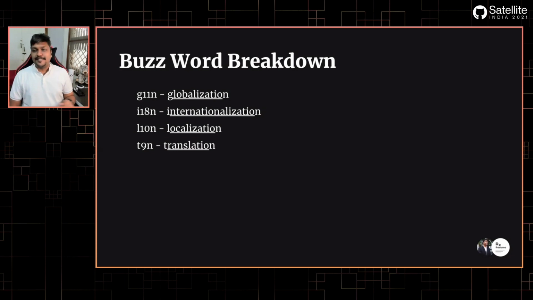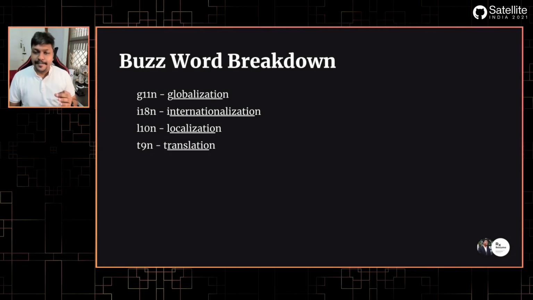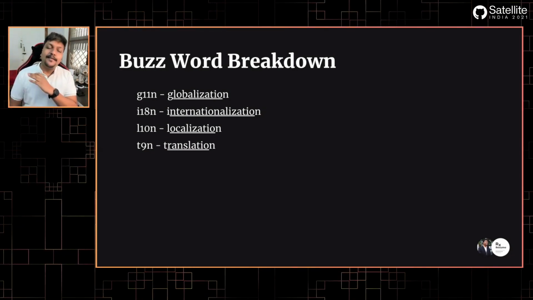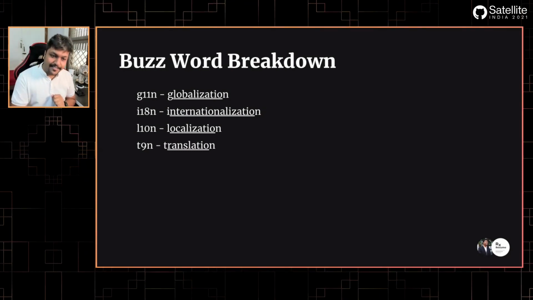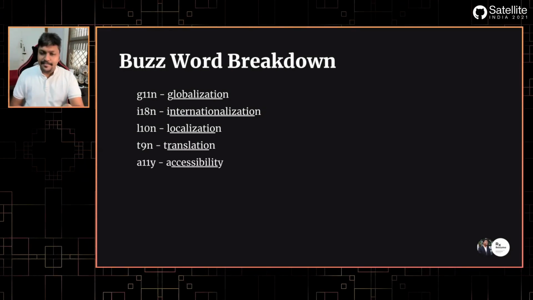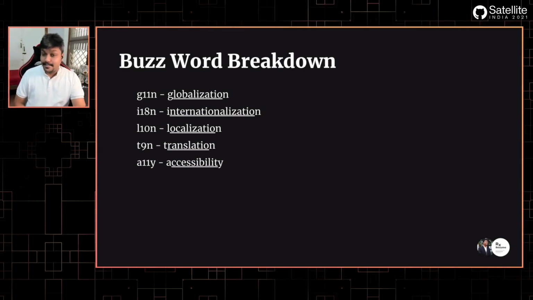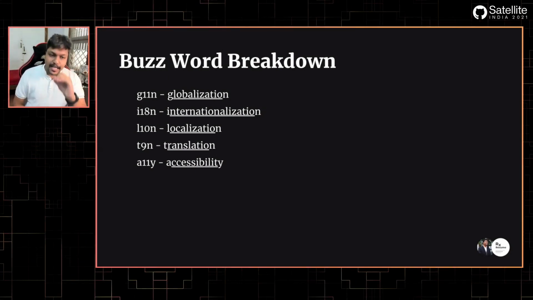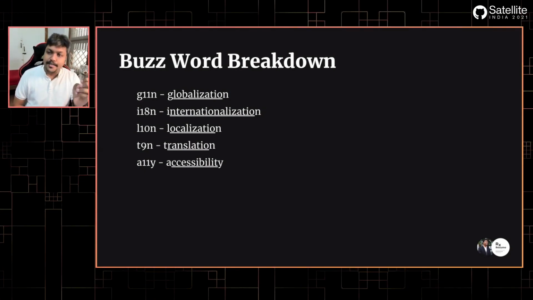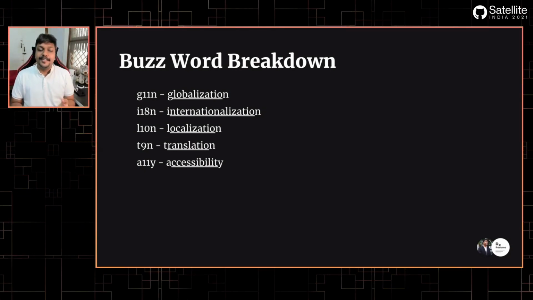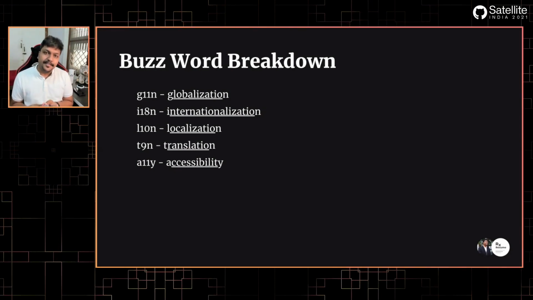T9N is all about translation, making your user interface available for consumption in multiple languages. That's it. And finally, A11Y is something you might have heard about in other contexts, accessibility, but equally applicable here. By creating more products that can be used in multiple languages, we're creating a much more accessible internet for everyone.